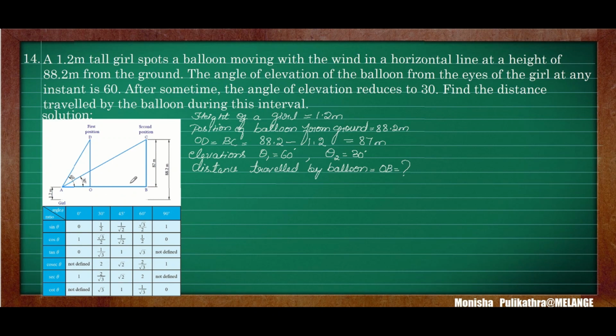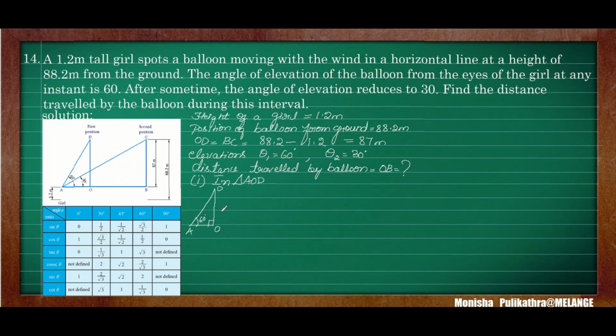So what is the total distance traveled by the balloon to reach the second position from the first position? So this OB we need to find out. In order to do that, first we have to consider the triangle AOD. So in triangle AOD, I'll be writing the triangle A, D and O here. So this is 90 degrees and the elevation is 60 degrees.